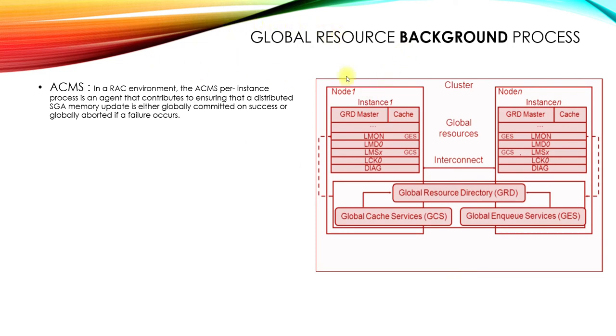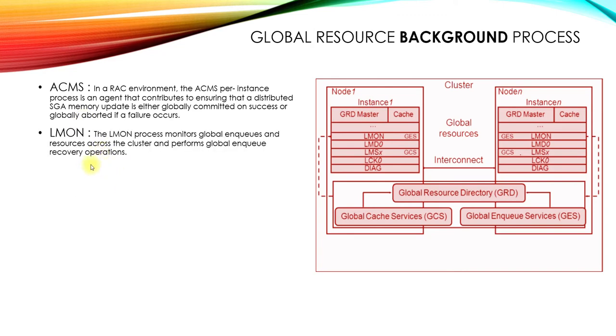But during the global resource background process and global resource management, ACMS has been defined to make sure that those blocks are committed properly, and if there are failures, it will take care of them. LMON. What LMON does is, the LMON process monitors global enqueue and recovery resources across the cluster and performs global enqueue recovery operations.